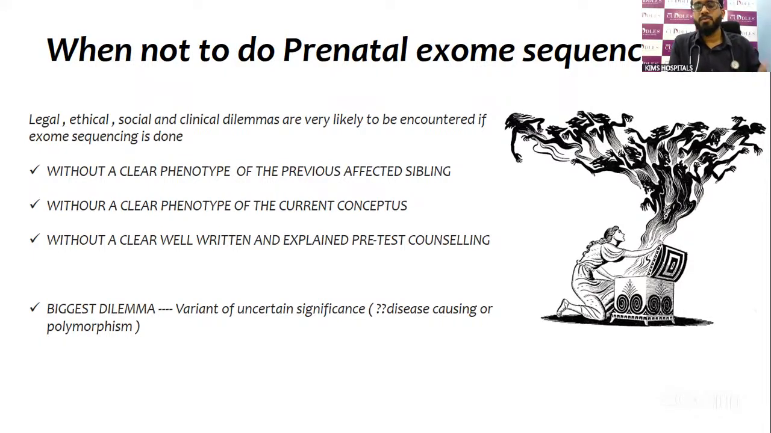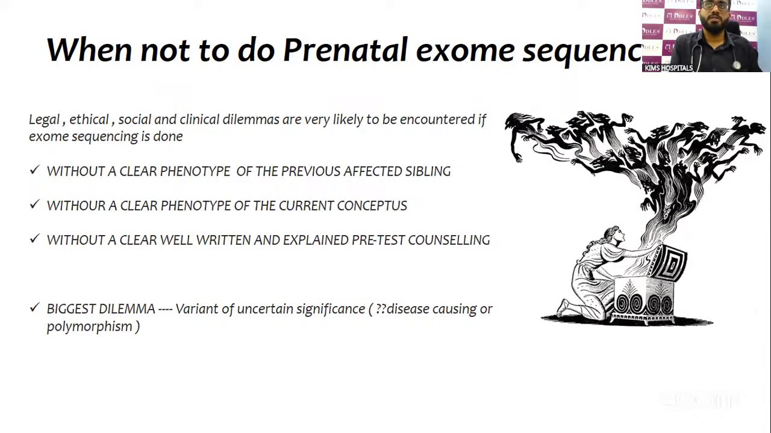You need to explain to the parents what the outcomes are, what is the percentage of picking up a disease in this test. None of these genetic tests are 100% guaranteed to find a cause. So we can't promise them that if you do this test, you'll have the answer and you can continue. So you need to tell the likelihood of finding an answer. Okay. And the biggest dilemma that every geneticist or every clinician actually faces is the variant of uncertain significance.